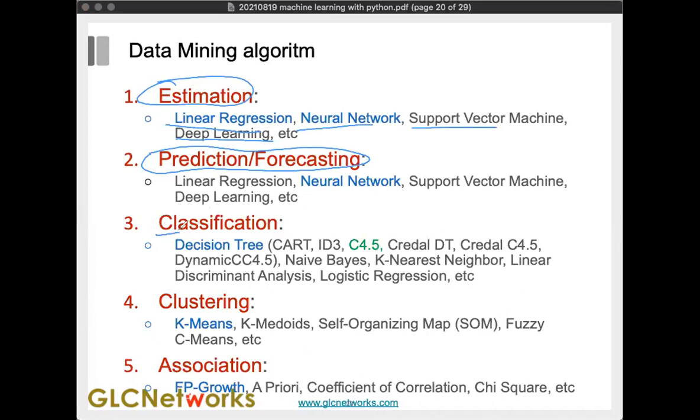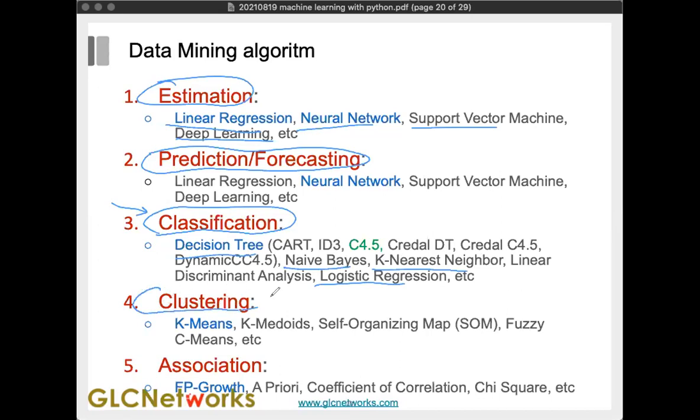And then this one is also good for classification, to detect whether it's a face of a human or not. Here we can use decision tree, Naive Bayes, KNN, linear discriminant analysis, lots of them. We just mentioned the name.